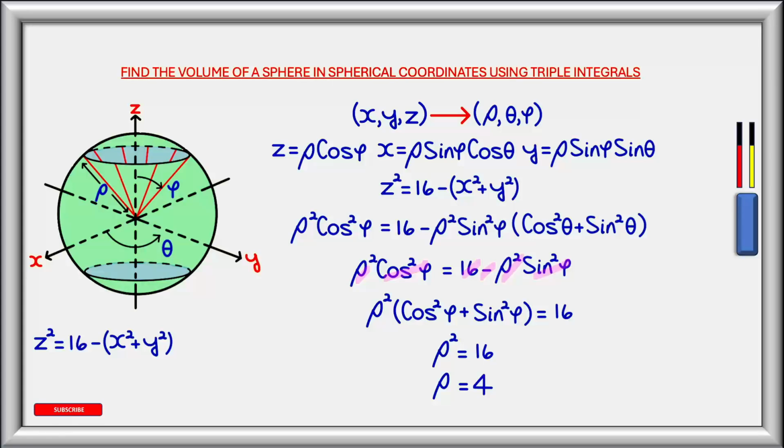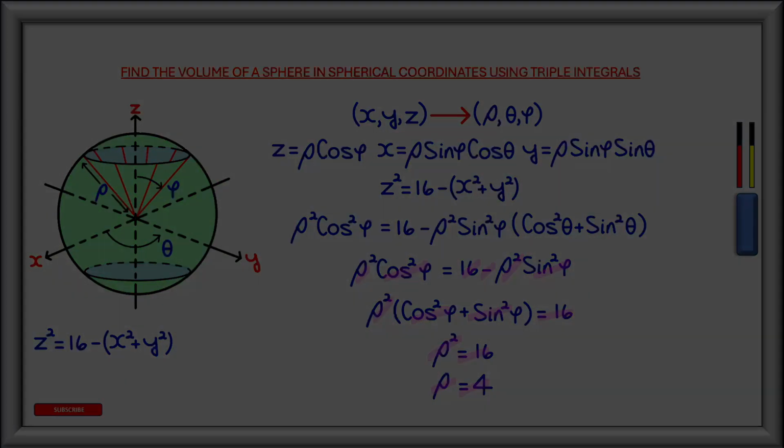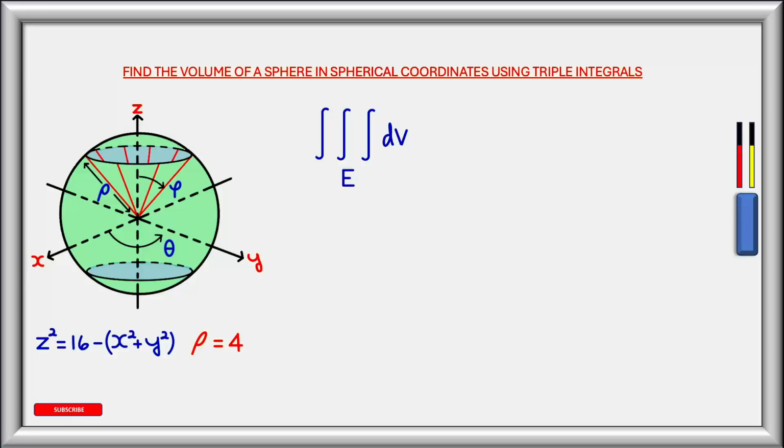And simplifying this, we have rho squared into the bracket of cos squared phi plus sin squared phi is equal to 16. And again, using the trig identity where cos squared phi plus sin squared phi is equal to 1, we have rho squared is equal to 16, and taking the positive square root gives rho equal to 4. And so in spherical coordinates, the equation of the sphere is rho equals 4.